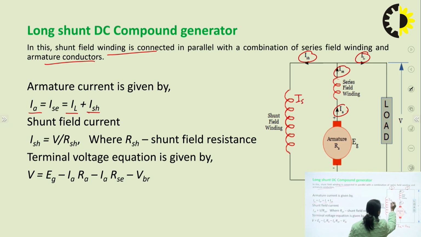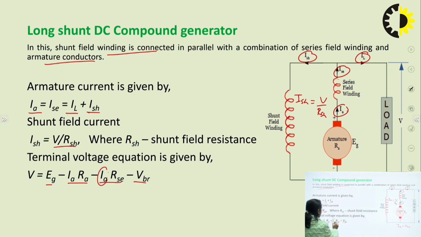What will be this ISH? We can see the voltage across this is V, so we can write V upon RSH, where RSH is the shunt field resistance. Now, what will be the terminal voltage? This will be EG minus IA RA minus IA RSC or VB. Why do we have IA for ISC? Because ISC and IA are both equal, so instead of writing ISC, we have written IA here.